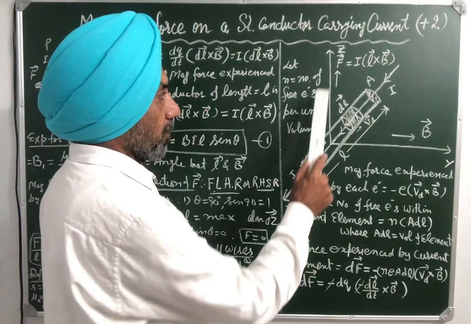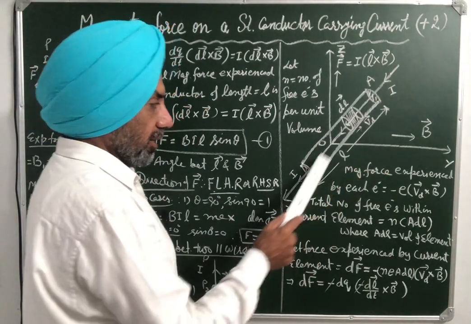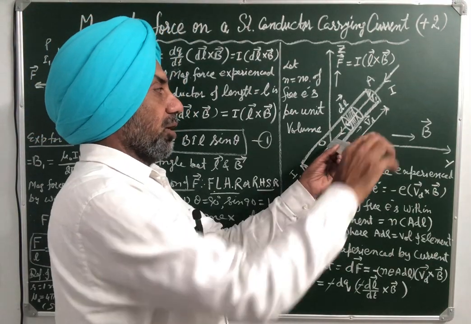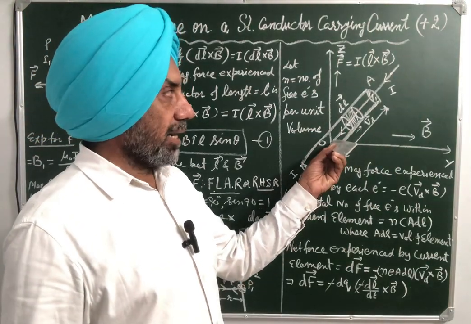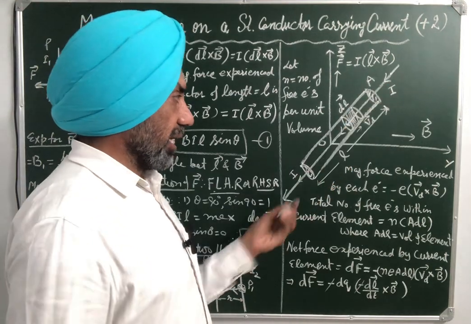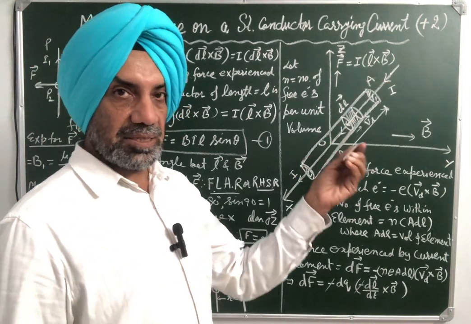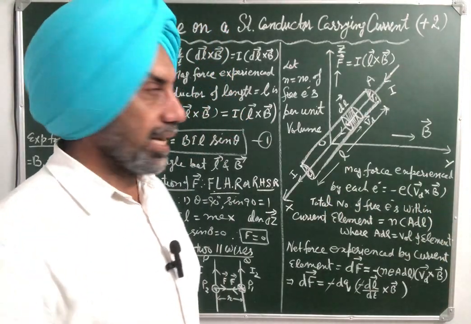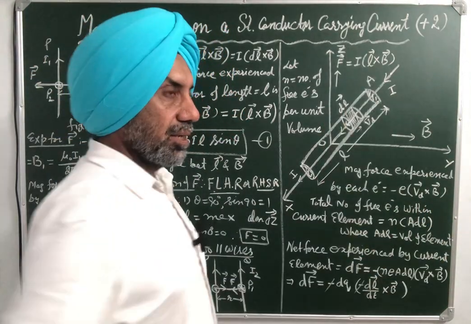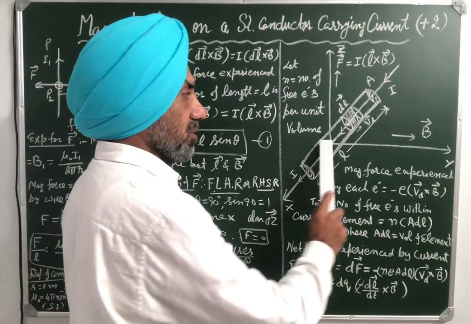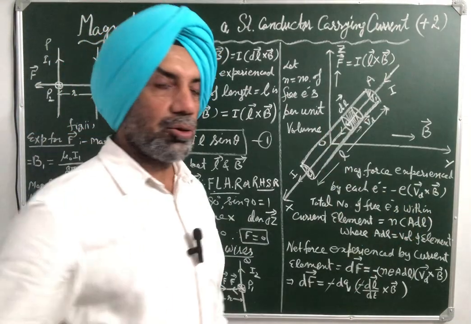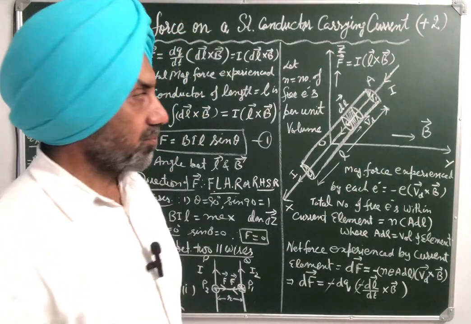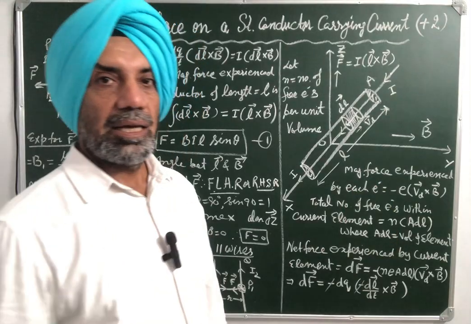So suppose we have a conductor of length L placed along x-axis and current I is flowing in this direction, that is along x-axis. The magnetic field is along y-axis and this is z-axis. So the x-axis, y-axis, z-axis are mutually perpendicular to each other and the conductor is lying along x-axis. So current is flowing in the x direction.